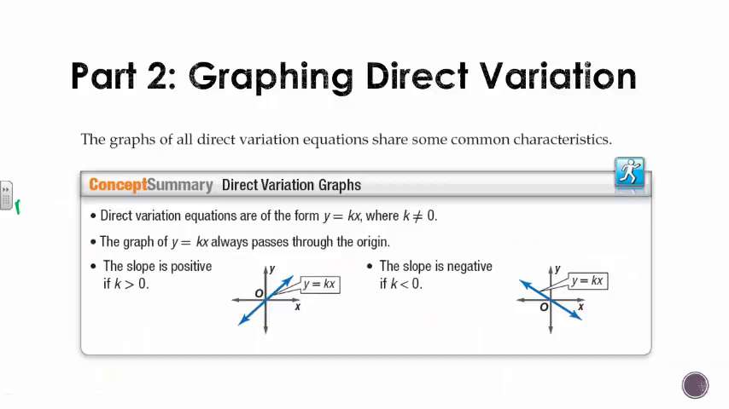All direct variation equations share some common characteristics. This is the form they should all be in. They all go through the origin of 0, 0. If it's positive, they should move up, and if it's negative, they should move down as we read it left to right.